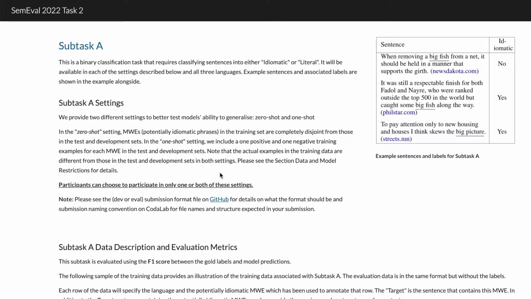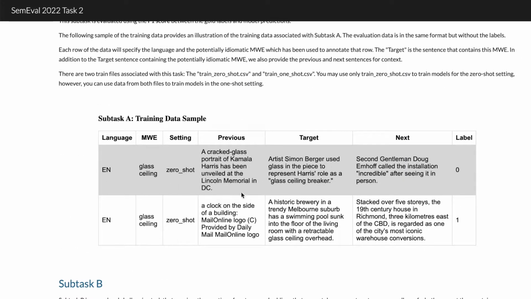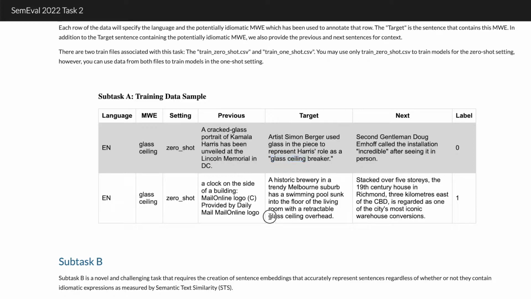Subtask A is the binary classification task which requires models to classify sentences that contain potentially idiomatic expressions into either idiomatic or literal. So let's take a look at these examples, both of which contain the expression glass ceiling. Notice that in the first instance, glass ceiling is used in the idiomatic sense. And in the second instance, glass ceiling is used in the non-idiomatic or literal sense.